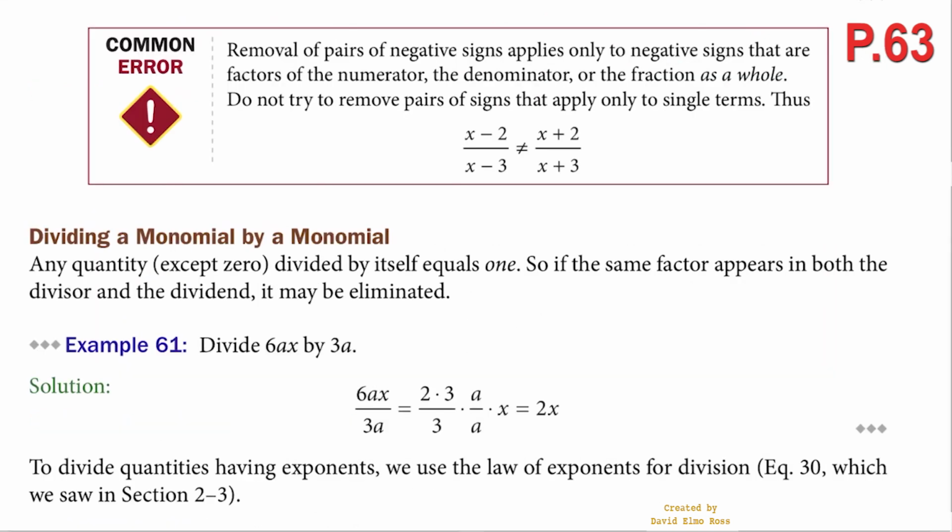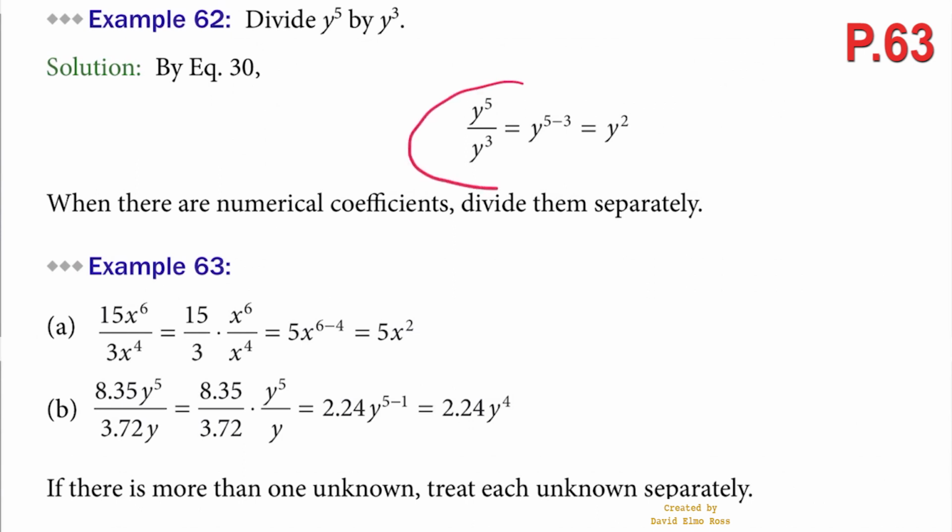Let's take a look at dividing a monomial such as 6ax by 3a. In this case, we can divide 6 by 3 and end up with 2. We can divide out the a's and we just end up with 2x. At this point, we should be fairly familiar with this kind of division. Y to the 5 over y to the 3 is y to the 2.